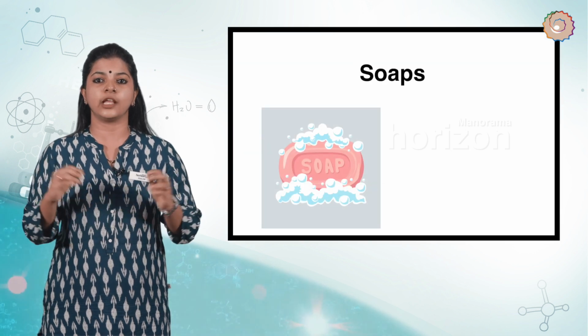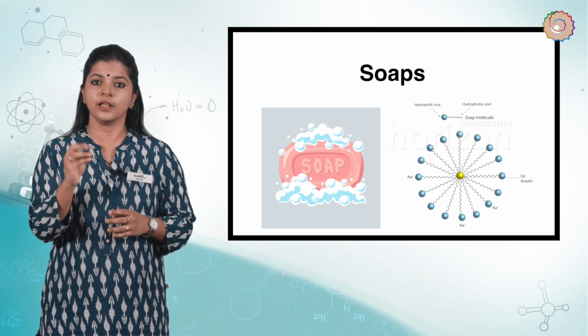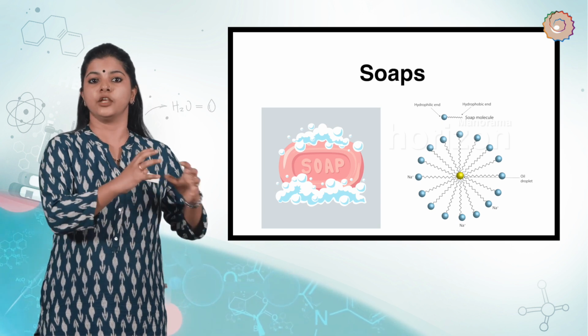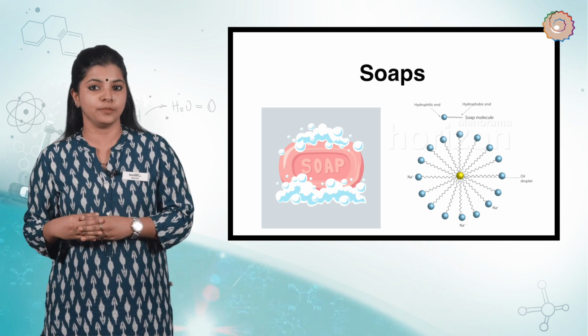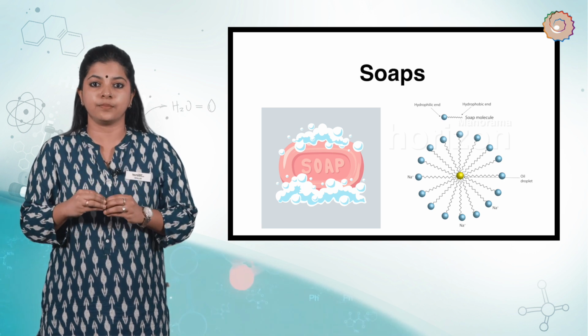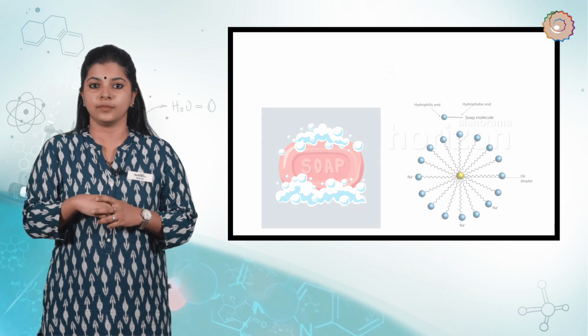Did you know that soaps and detergents are also carbon compounds? Have you ever thought of how soaps and detergents act as cleansing agents or what is the chemistry behind it? Let's see that now. Soaps are basically long chains of sodium or potassium salts of carboxylic acids. A soap molecule has two parts, a long hydrocarbon part which is hydrophobic, that is water repelling and soluble in oil, and a short ionic part which is hydrophilic, that is water attracting and insoluble in oil.